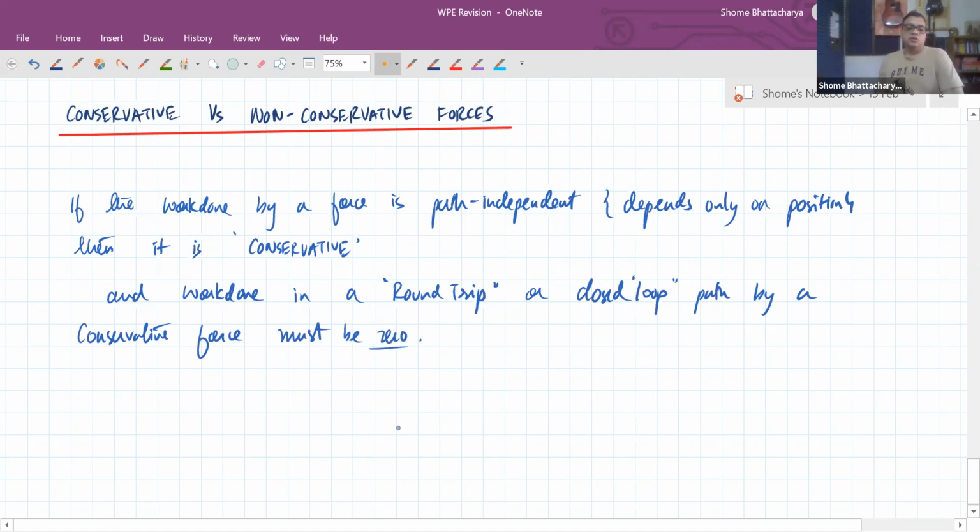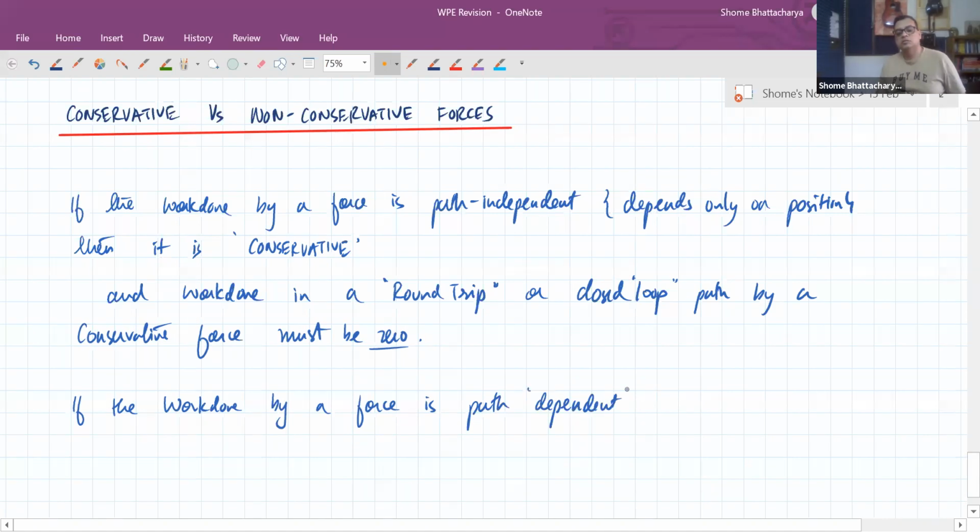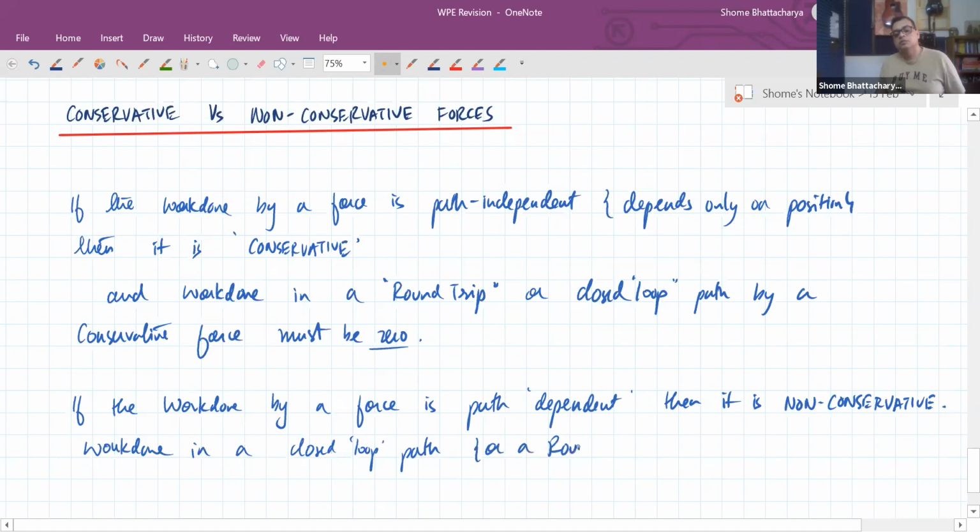So this is an important concept here. Whereas if the work done is path dependent, then it is non-conservative by definition. And obviously work done in a closed loop path or a round trip will be non-zero by such a force. So this was the definition of conservative and non-conservative forces.